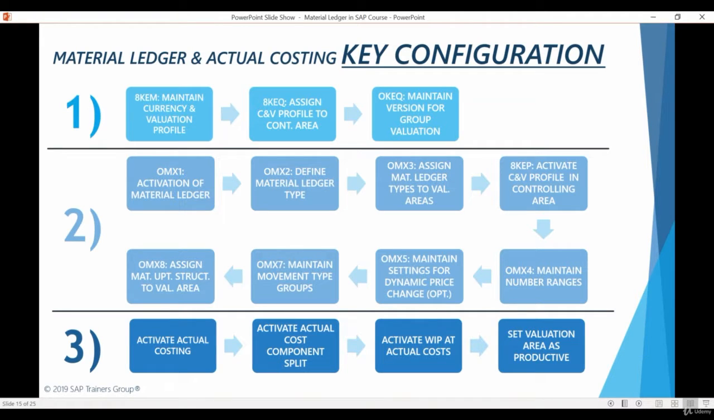Here you can see a summary of the configuration we will be reviewing during this course. I have divided the configuration into 3 sections. In the first section, we will be examining what settings need to be maintained for currency and valuation profiles and for controlling versions. In the second section, we will be reviewing material ledger specific configuration and checking how material ledger is linked with valuation areas. In the third section, we will go through how actual costing is activated and how valuation areas are set as productive.